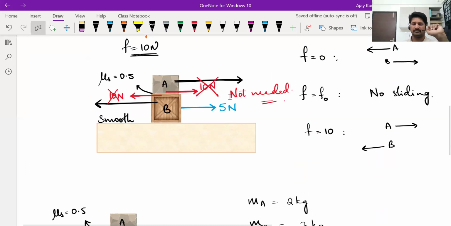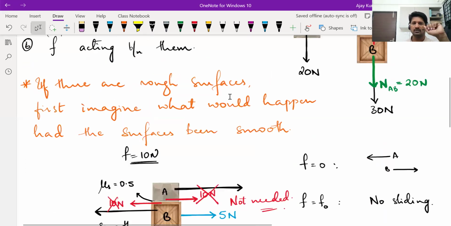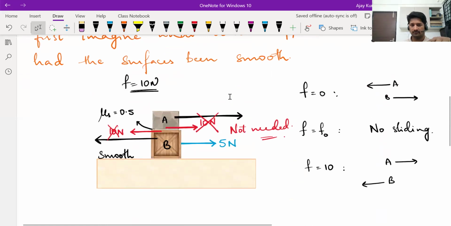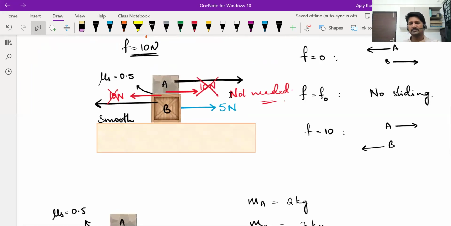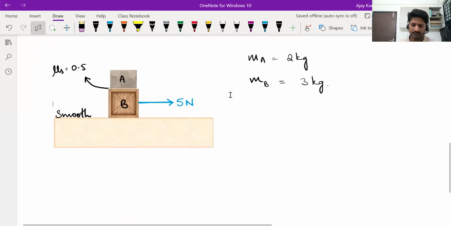It can prevent sliding. That also we can conclude, because with 10 Newton friction, which is the full amount of friction available here, we are seeing sliding happening in the opposite direction. So with a friction of less than 10 Newton itself, sliding can be prevented. Sliding can be prevented means static friction will act. So what happens?